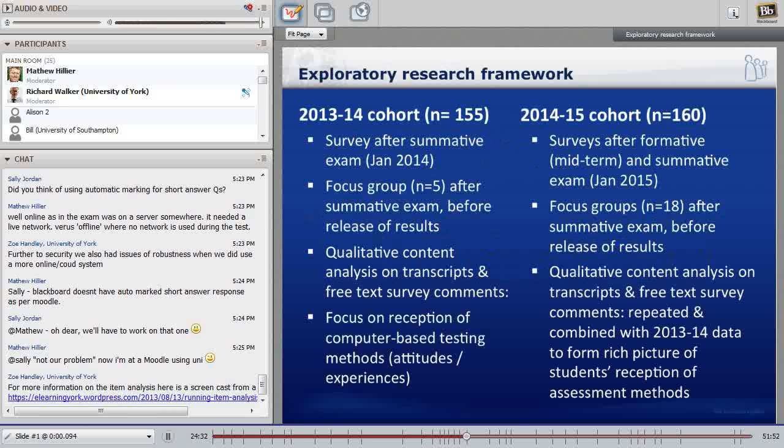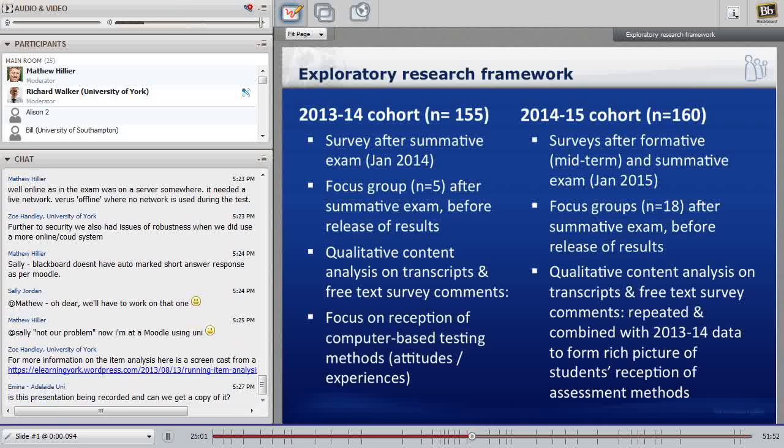Initially, the variables that we explored in our initial survey were affect, so general attitudes and how students felt about the examination, their perceptions of the validity of the approach, the practicality, the reliability, the security, and also the pedagogy. But we were also very keen to find out the students' own actual lived experiences and their own attitudes towards the examination, and perhaps things that we couldn't have anticipated. So in addition to the survey, we also ran focus groups.